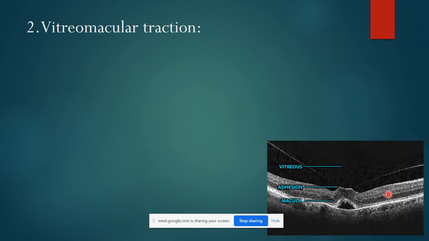The second risk factor is vitreomacular traction. As I said before, like in the previous slide where we saw the lamellar hole, there is a posterior vitreous, so there is traction of the vitreous on the retina. See here, there is a pulling of the retina, so there is a hole formation here, there is a cystic formation here. This is how vitreous traction causes edematous changes.